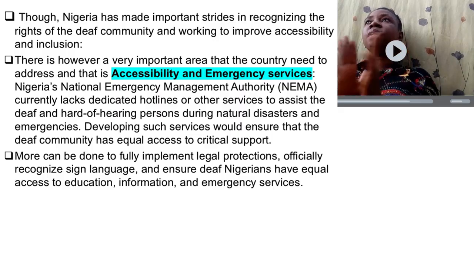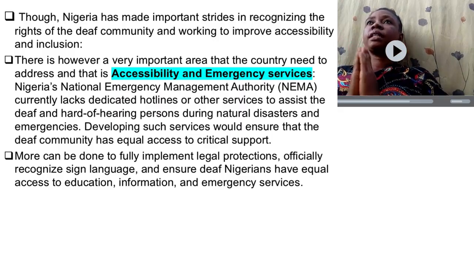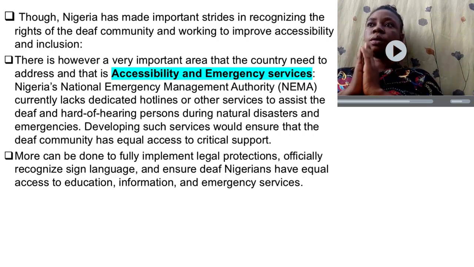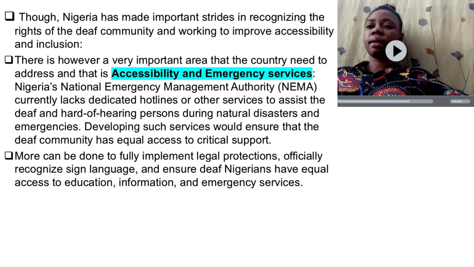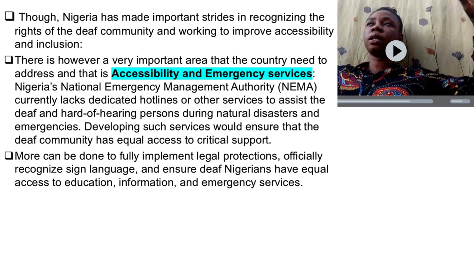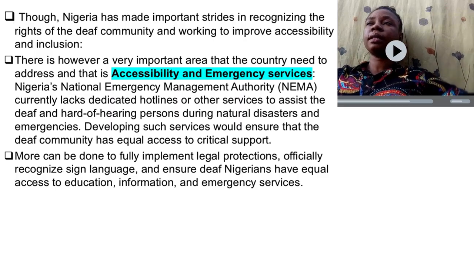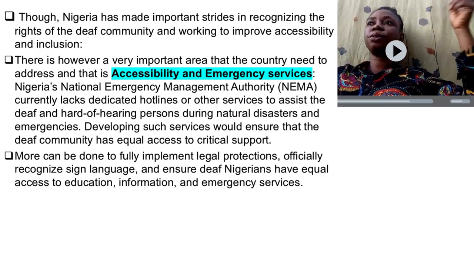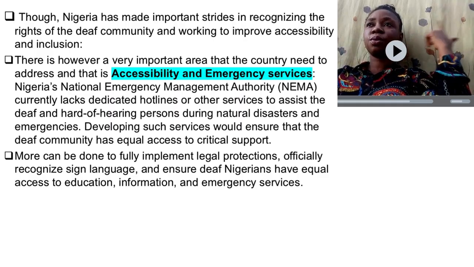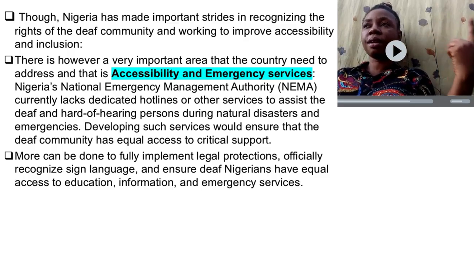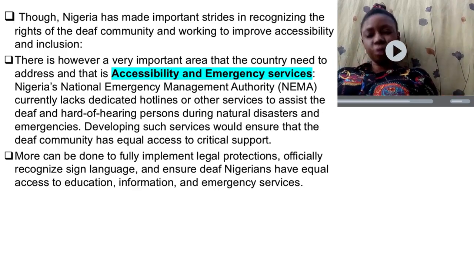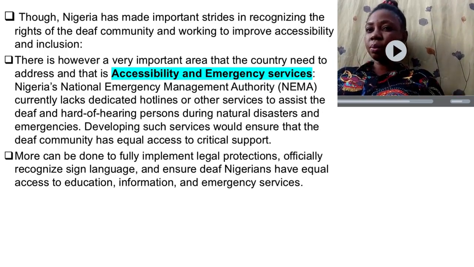Okay, let me give an example. So a deaf person is in, let's say, the 5th floor of a building, and there is a fire outbreak on the 1st floor, and they want everybody to calm down, and there's a fire alarm. Of course, hearing persons will hear that, oh, fire, fire, fire, there's a fire outbreak, we should calm down. How do you think the deaf person would know?